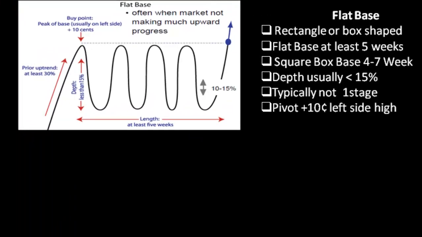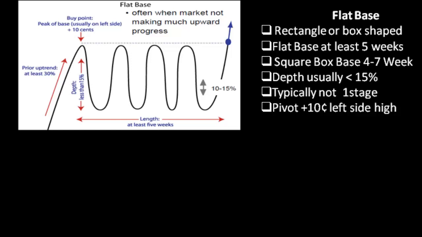It can be rectangular or box shaped, and it usually lasts at least 5 weeks. A box will last anywhere from 4 to 7. And it's typically a 15% correction in a bull market, and usually not a first stage base. It's often like a continuation of an upward move where the stock is taking a rest, kind of gathering its strength to go up the next leg.